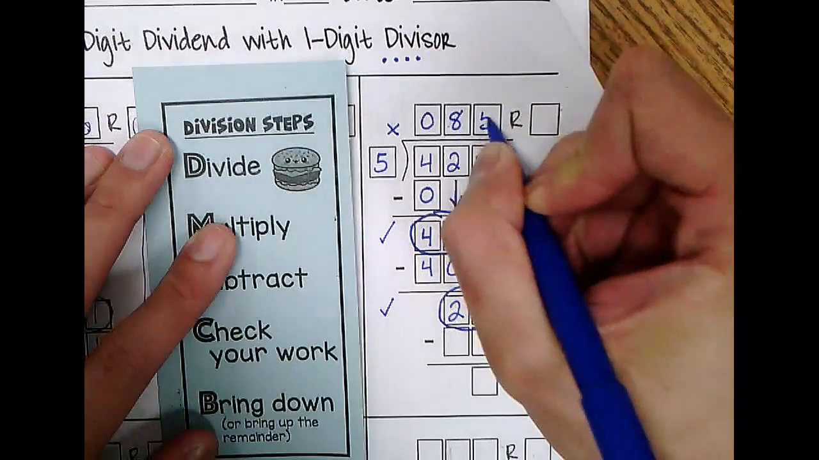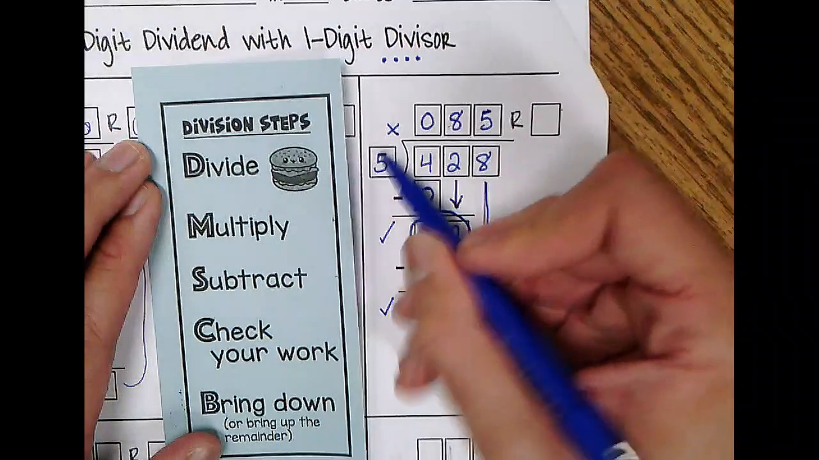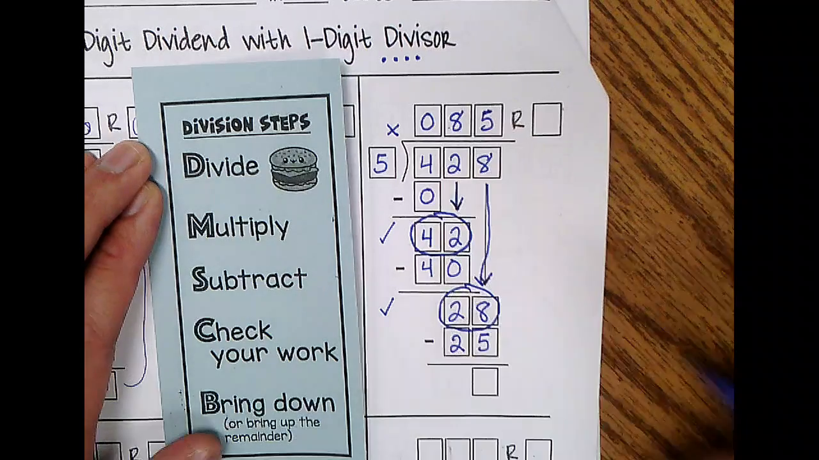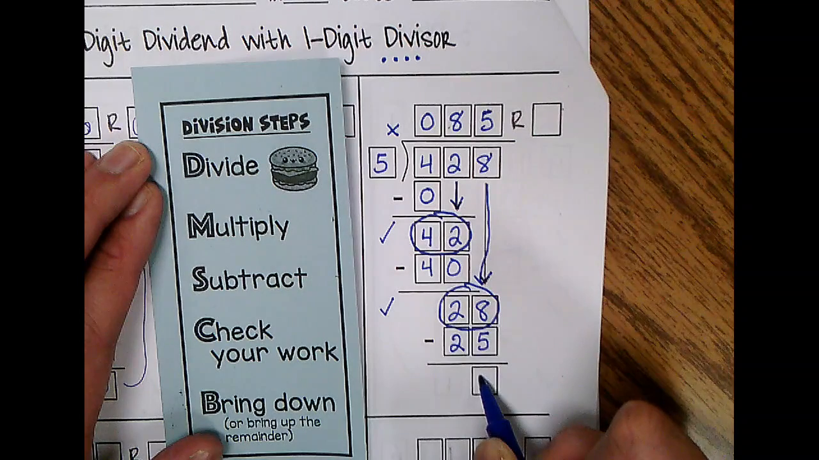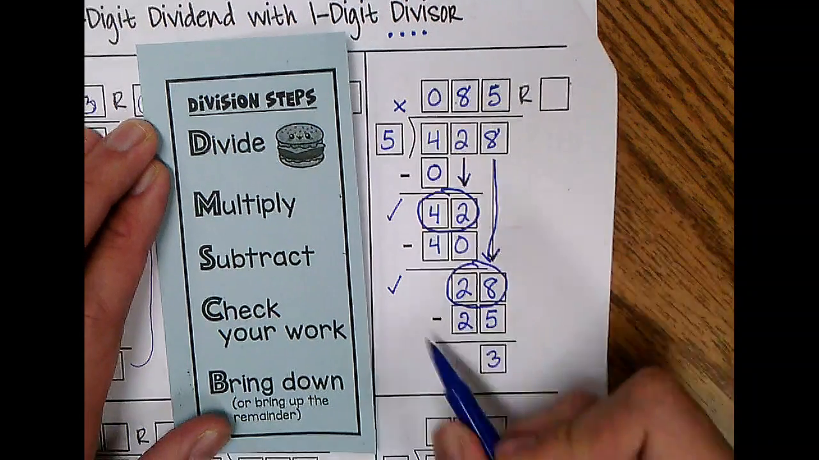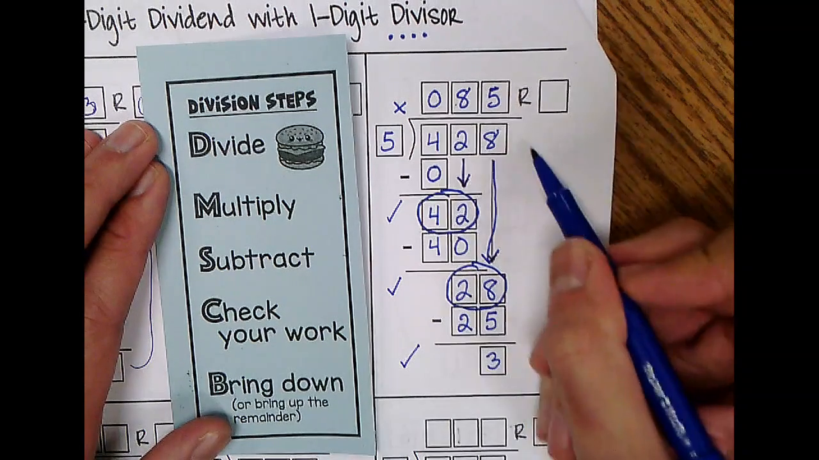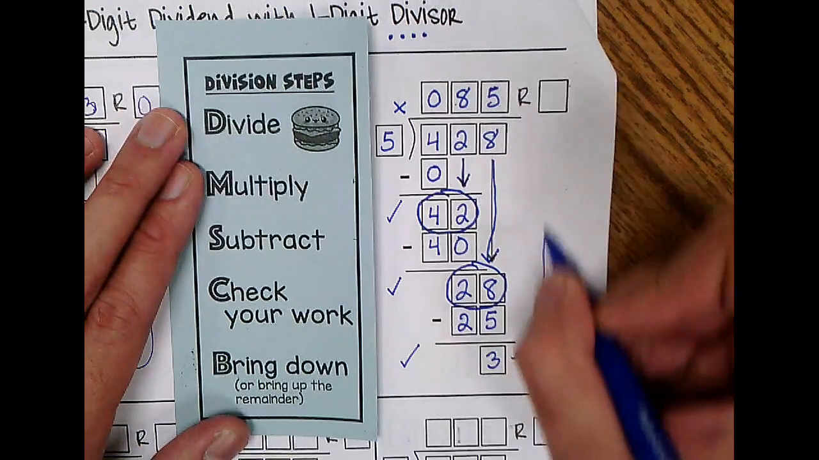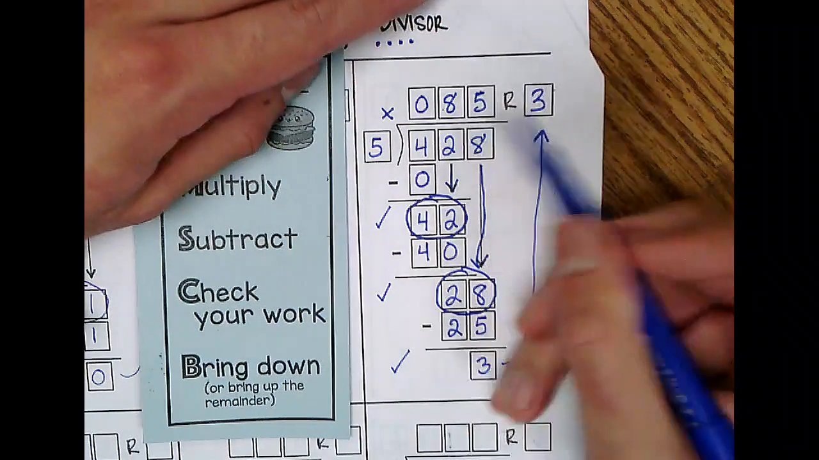So that means I'm going to put the 5 at the top. I'm going to multiply. 5 times 5 gives me the 25 that I just said we were going to use. Subtract to see how many is left. 28 minus 25 gives me 3. 3 is smaller than 5. That's good. And then now no more digits to bring down, so I'm going to bring up, and that becomes our remainder. So my answer here is 85 remainder 3.